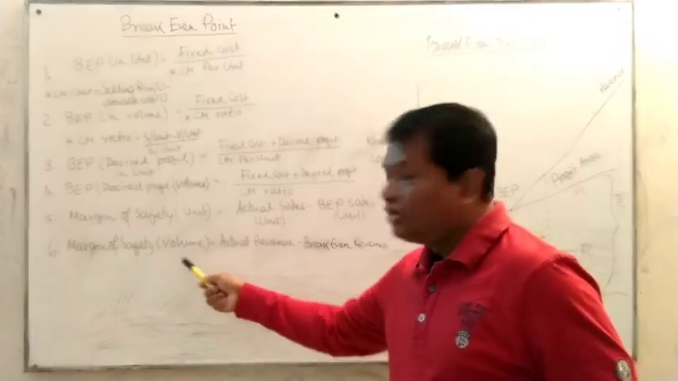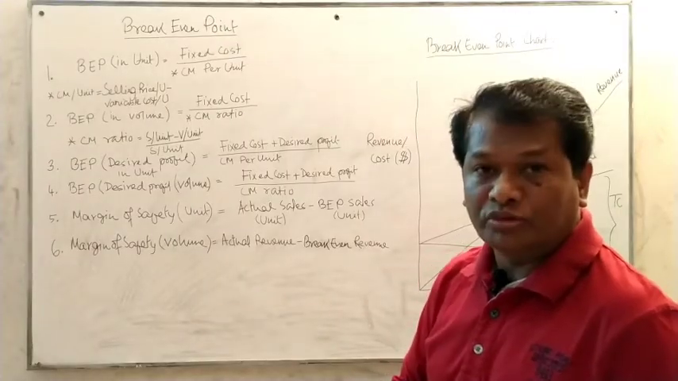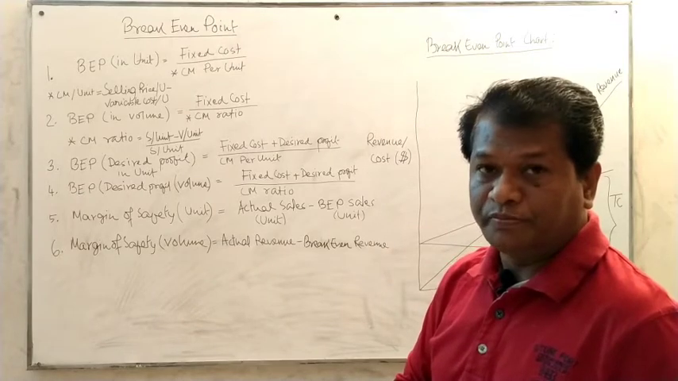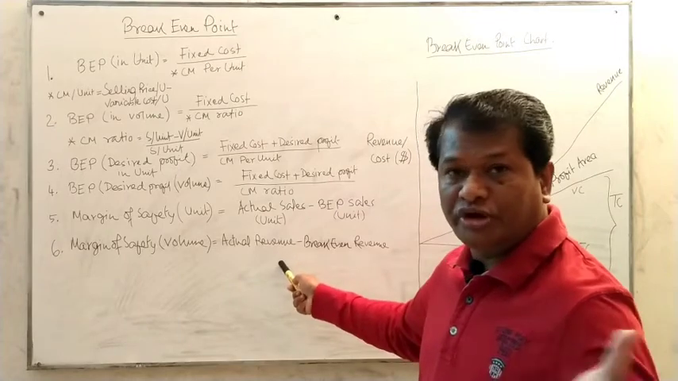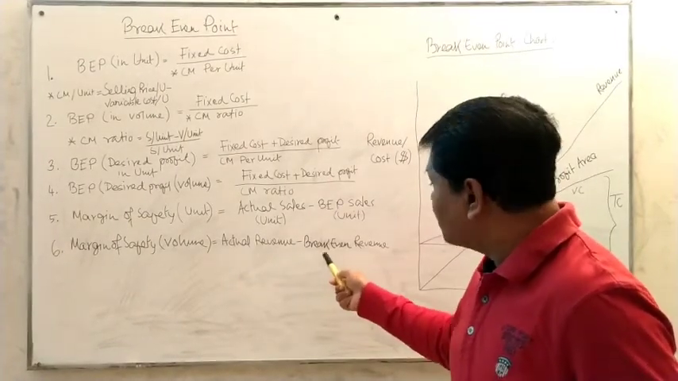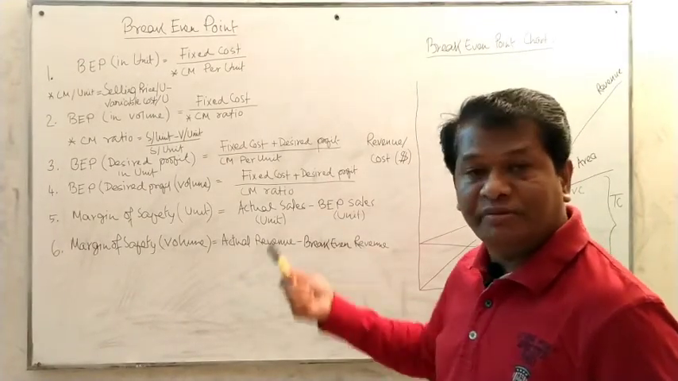Now the margin of safety of volume. Volume means the amount, how much you are going to sell. So this is the margin of safety: the actual revenue or actual sales minus break-even revenue or break-even sales.